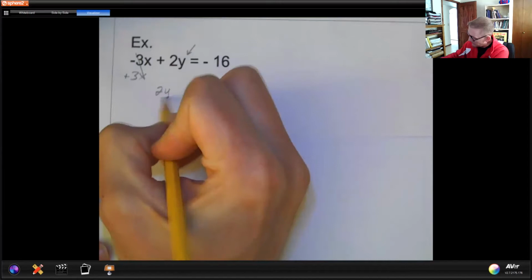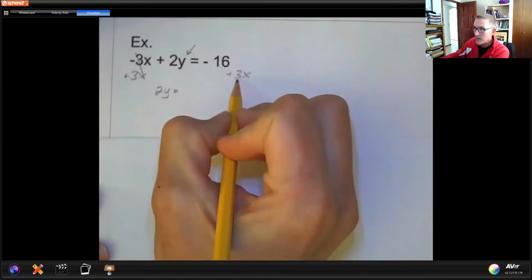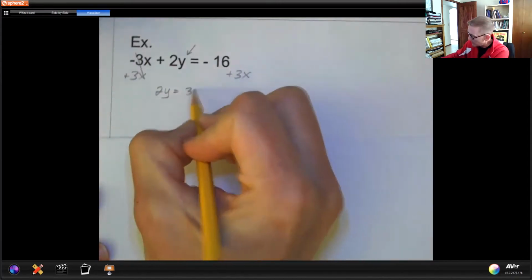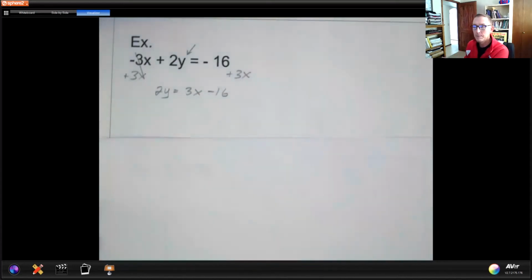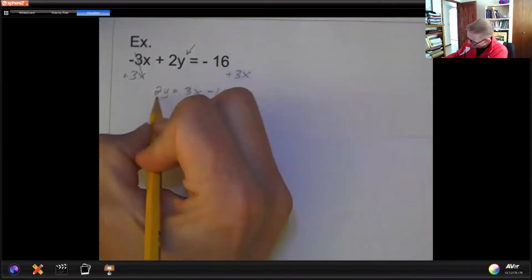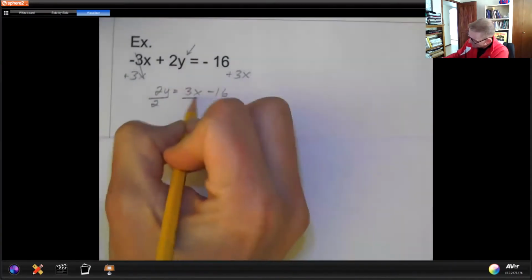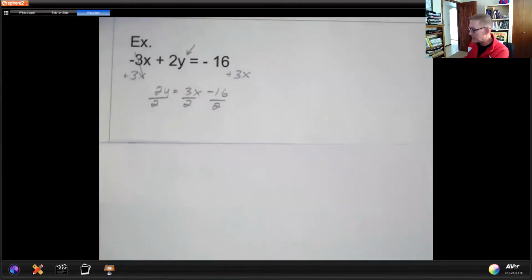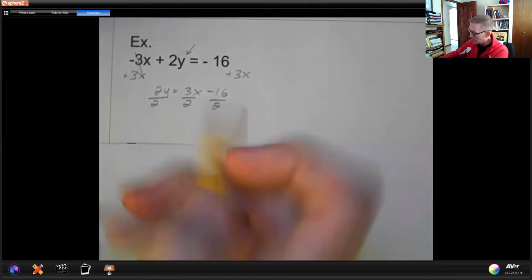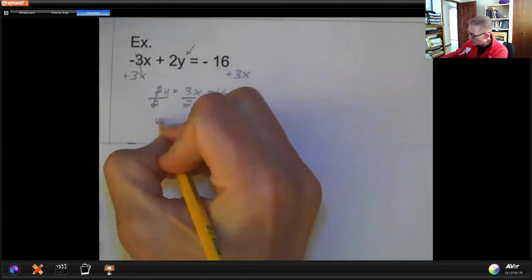2y comes straight down, equals, and remember, I want the x term to be first, so I'm going to make this 3x. I'm going to make it minus 16. I still need to get the y alone, so I'm going to divide by the number that's touching the y. So I'm going to divide by 2, and I'm going to divide everything by 2. Now, this is where it gets a little bit different. These cancel out, and I get y equals.